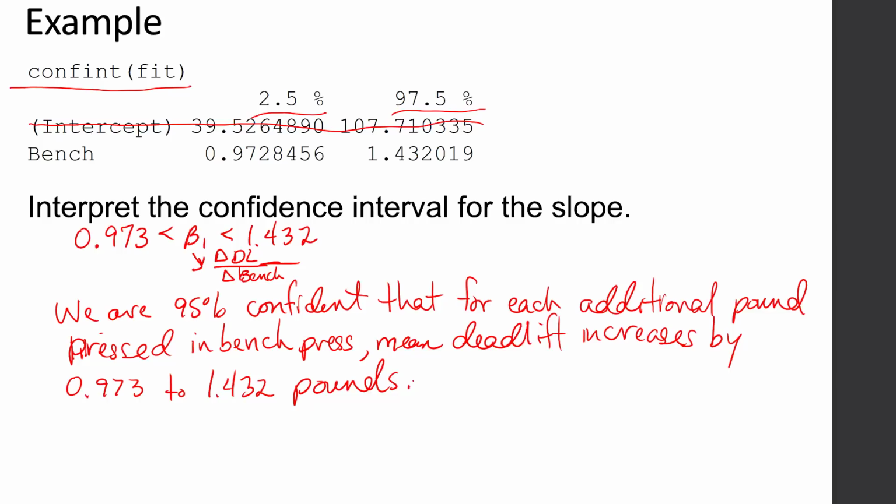Okay, so do you see the ingredients there? For each 1 unit increase in my x, which is bench press, and 1 unit is 1 pound. Don't forget your parameter, mean. Mean y increases or decreases by those endpoints. Here we've got positive numbers, so it's increasing. All right, so that's a confidence interval for the slope.